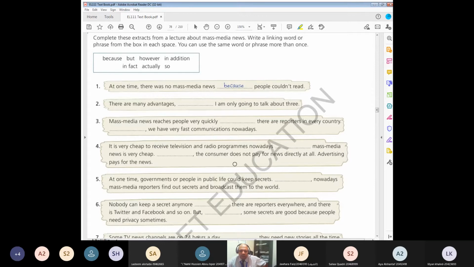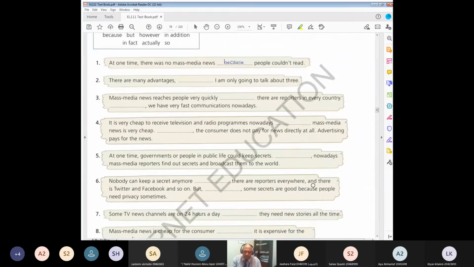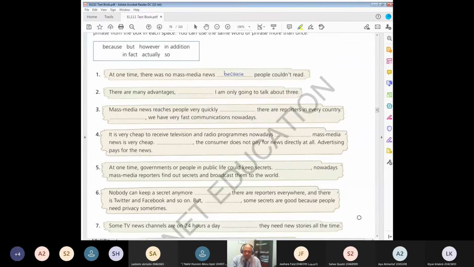Let's go back. So what are we doing now? We're going to read the sentences, okay? And we're going to establish a logical link between the two sentences. And if we establish this logical link, we can use the right connector or the right transition word or phrase. Okay, go ahead. I'll give you 3 minutes for that.